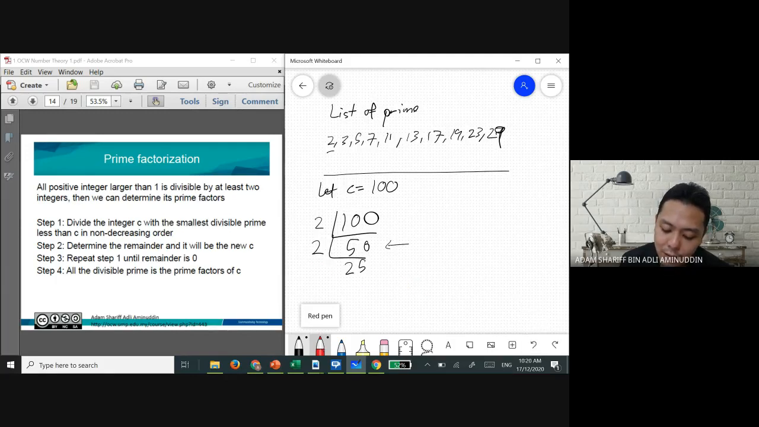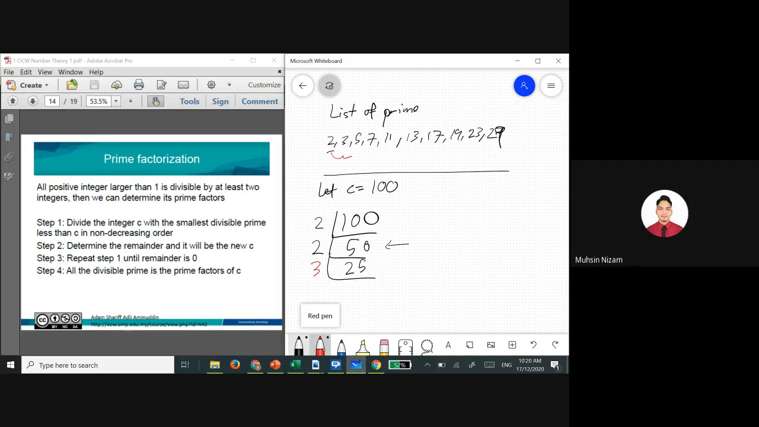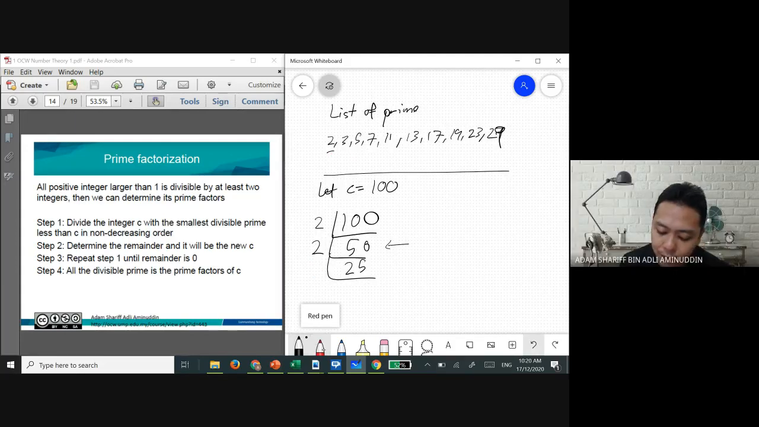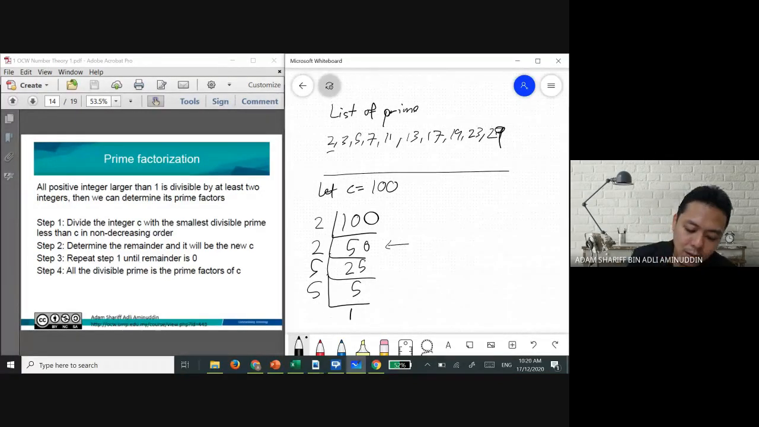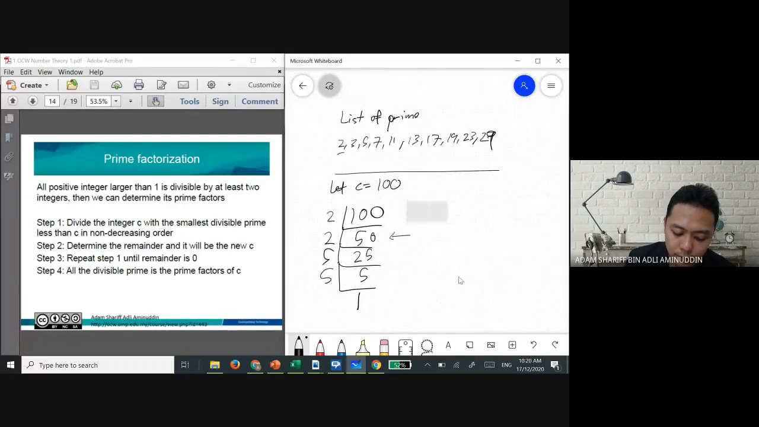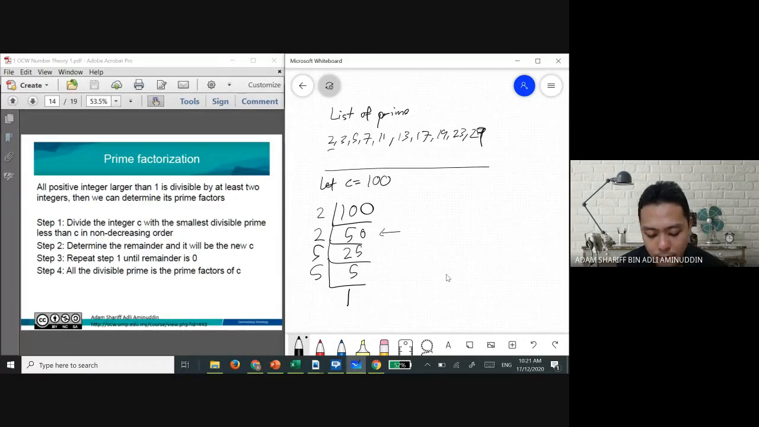So we proceed to the next prime. Let's say 3. 25 boleh tak bagi 3 tanpa baki? Tak boleh. Apakah seterusnya yang boleh? 5. It will be 5. So letak 5. Okay. So 25 divided by 5 we get 5. 5 divided by 5 we get 1. So when we already arrive at 1 we stop.